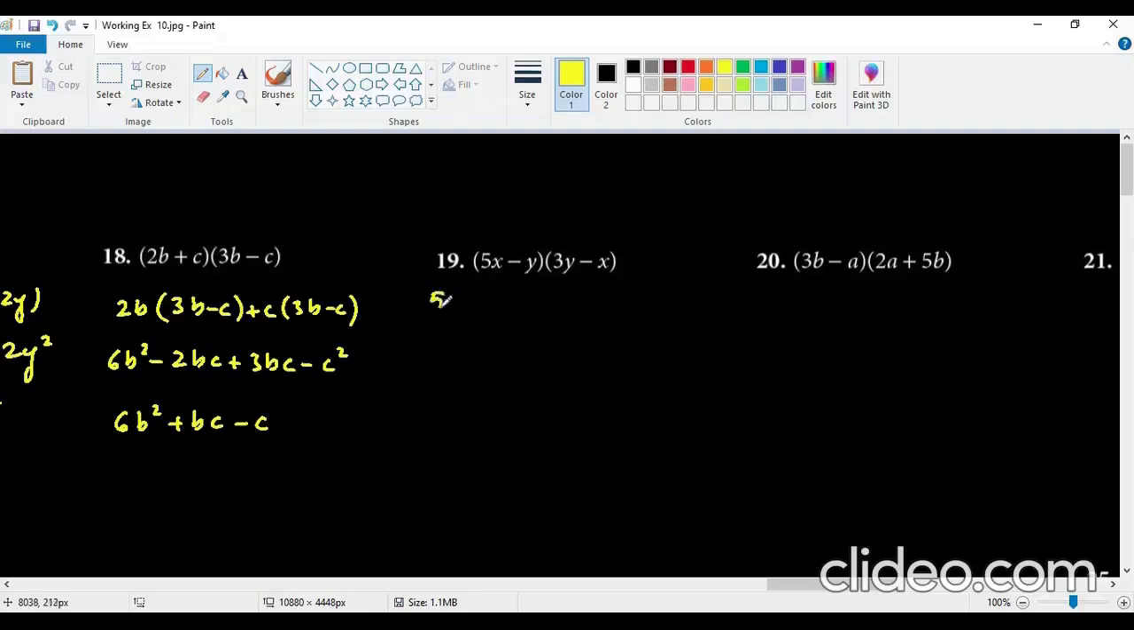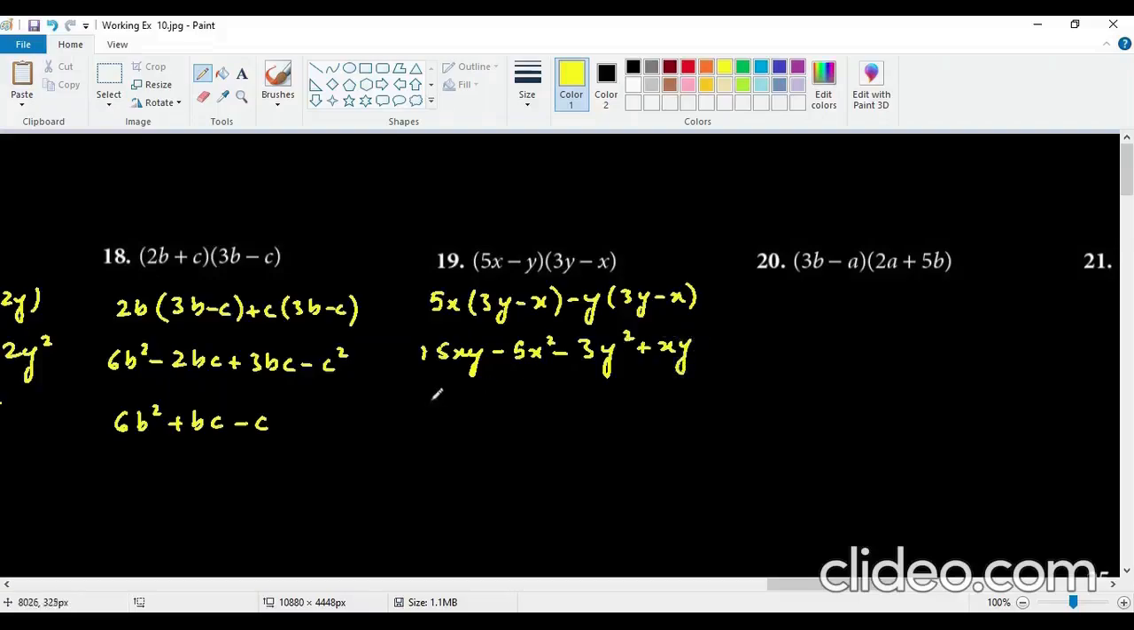I will write 5x and 3y minus x one time, and then y second time I will write the same thing like this. So first one is going to give me a 15xy. Second one is going to give me a 5x square minus 5 square. And this one is going to give you a minus 3y square, and minus minus is a plus, and xy is going to be the answer.